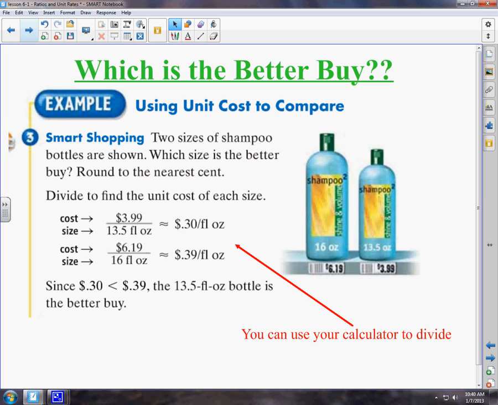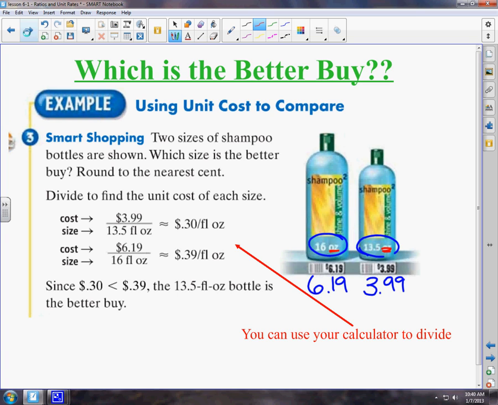Okay, so you have 2 sizes of shampoo. I have a 16-ounce shampoo for $6.19, or a 13.5-ounce shampoo for $3.99. When you are trying to figure out the better buy, you have to do it as a unit rate. They both are in ounces, which is good.